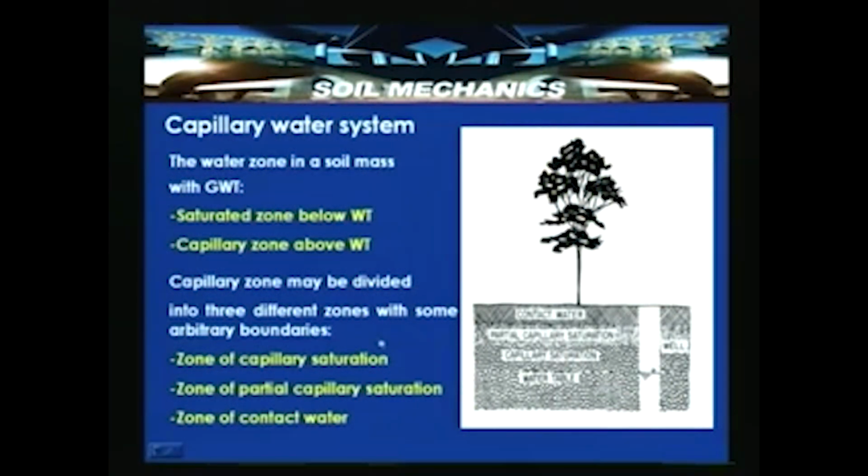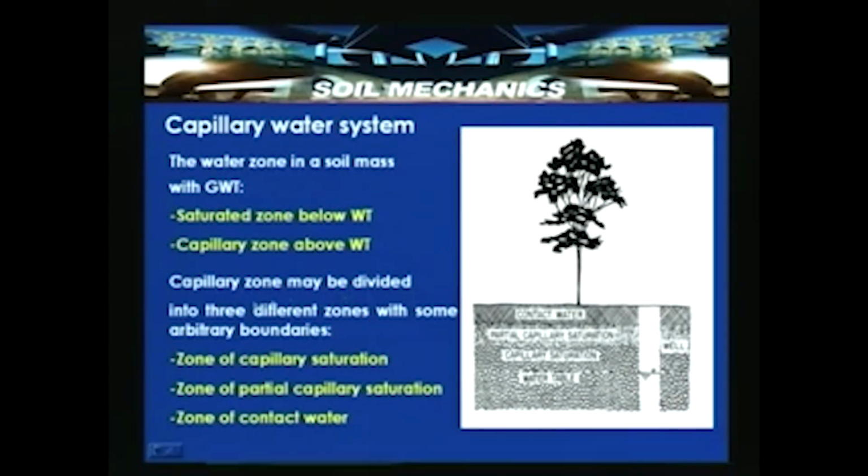The water stored in the pores of soil because of this percolation is called contact moisture. The partial capillary saturation and capillary saturation are again attributed to phenomena like surface tension. If you divide the water zone in the soil mass with the groundwater table, it can be divided into the saturated zone below the groundwater table and the capillary zone above the groundwater table. This capillary zone is again divided into a capillary zone with complete saturation and a partially saturated zone.